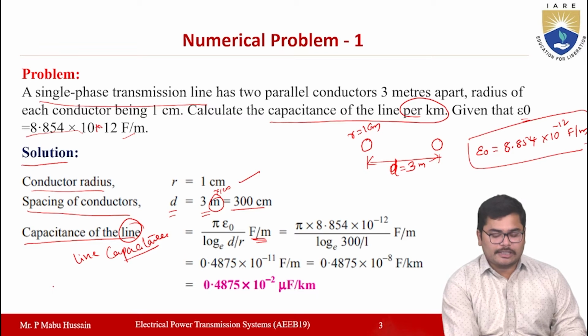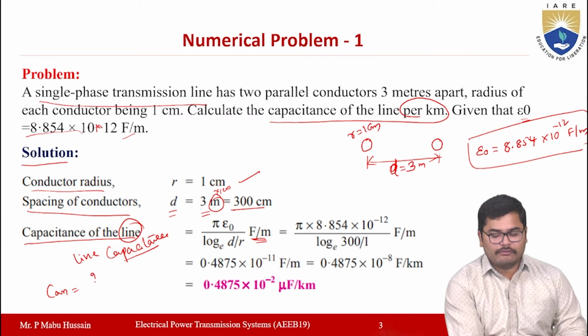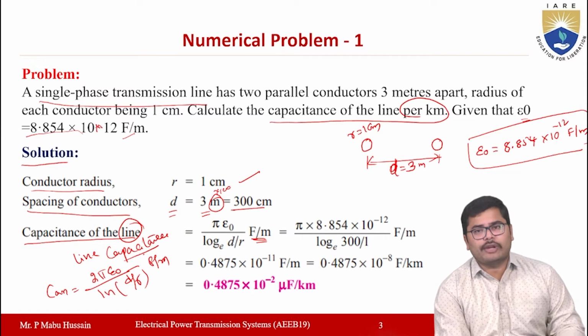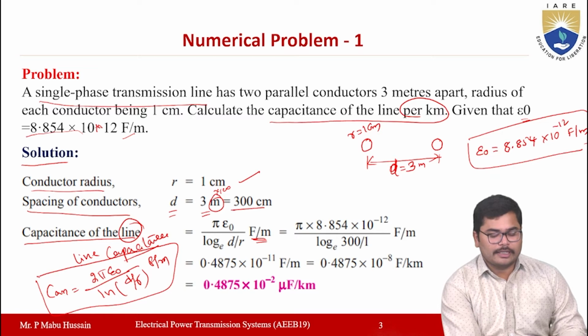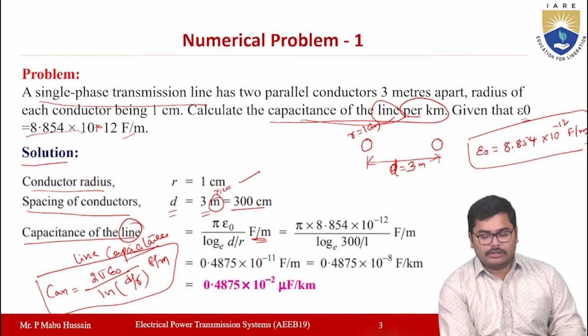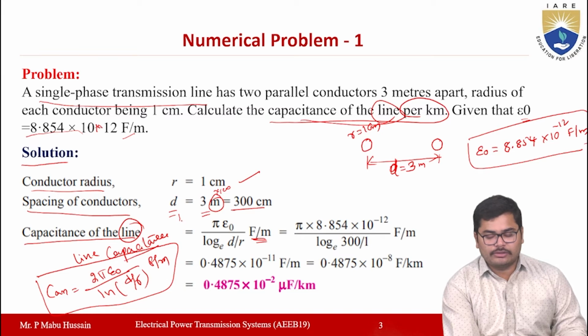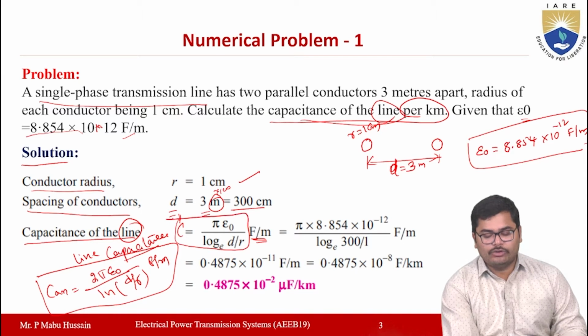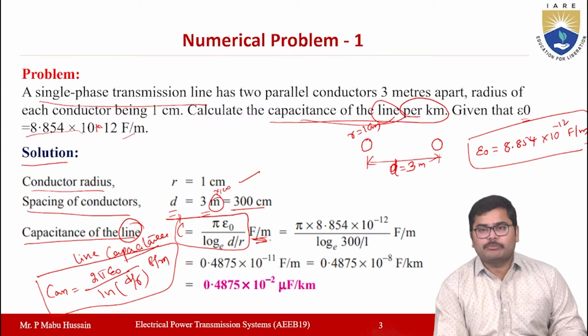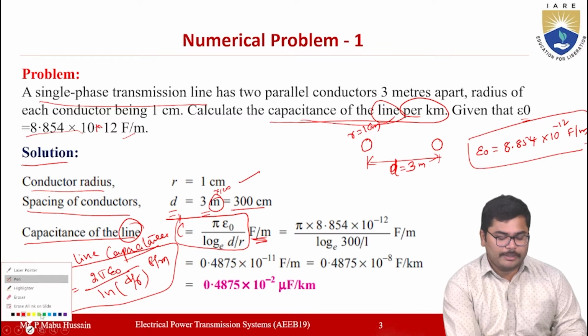If you want the per phase capacitance, then the value C_AN will be equal to 2 pi epsilon naught by ln d by r farad per meter. So if you are asked to find the per phase capacitance, you have to use this formula. Here in the problem, they asked to find the capacitance of the line. That line capacitance equation is C equals pi epsilon naught into ln d by r in farads per meter length. This value is only for 1 meter length.